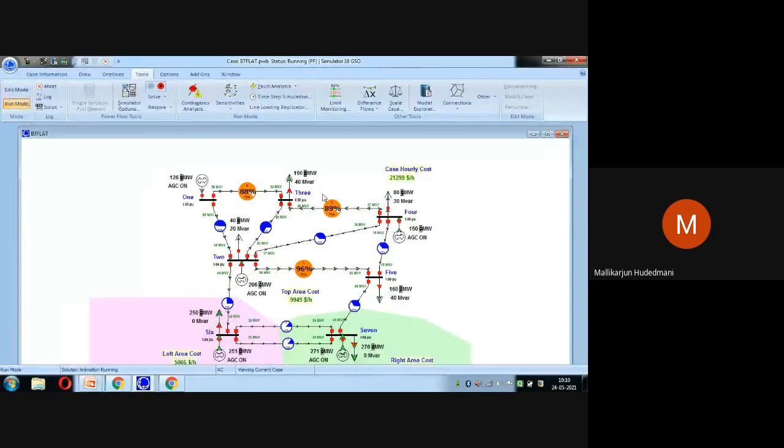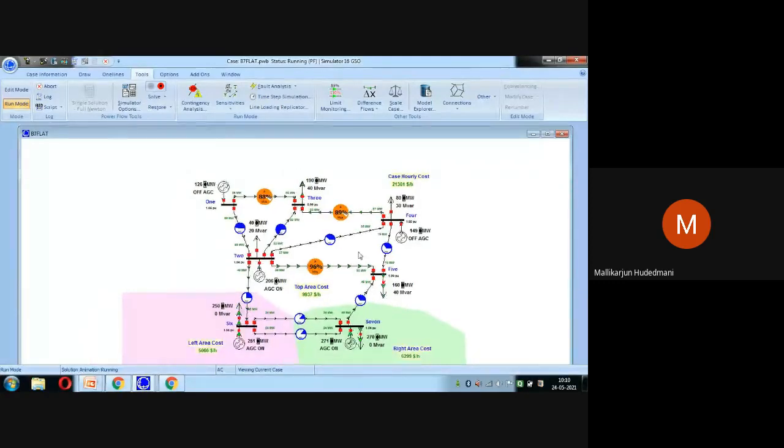Then if I make the AGC off, what will happen? Just see. AGC in one area, I've turned off. Now I'm demanding power from the neighbor area. Let us see how the delivery of power takes place. You can see here, I'm increasing the load here. See, delivery from the other area has to match this requirement when there is no automatic shift in set points.